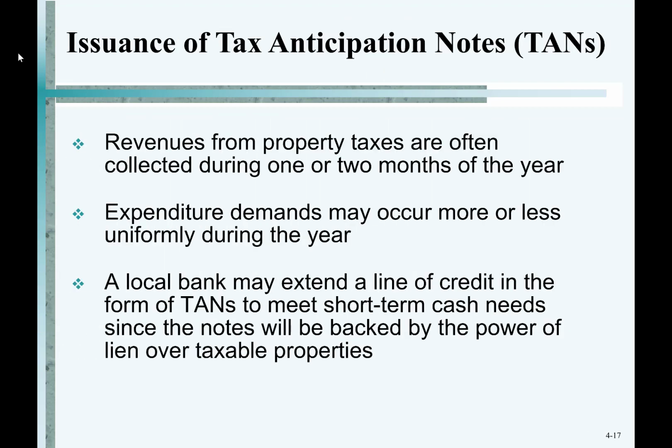Governments can borrow money. They borrow money sometimes from a local bank against their future tax collections. They call that tax anticipation notes, abbreviated TAN.